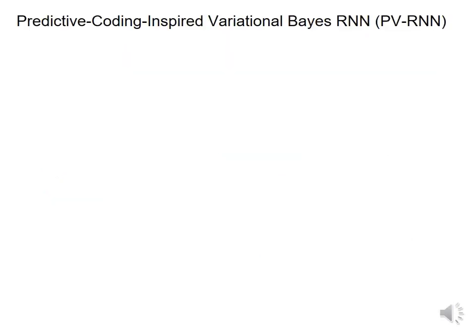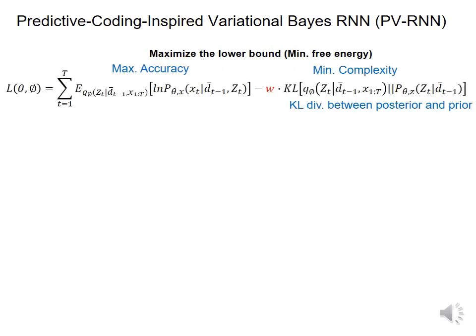So now I'd like to explain more specifically our proposed model, the Predictive-Coding-Inspired Variational Recurrent Neural Network model. In this model, we maximize something called the lower bound. The lower bound consists of an accuracy term and a complexity term. So we maximize the accuracy, that is, minimize the reconstruction error, and also minimize the complexity in terms of the KL divergence between the posterior and prior. And we have something called the meta prior, which is a parameter weighting this complexity term.